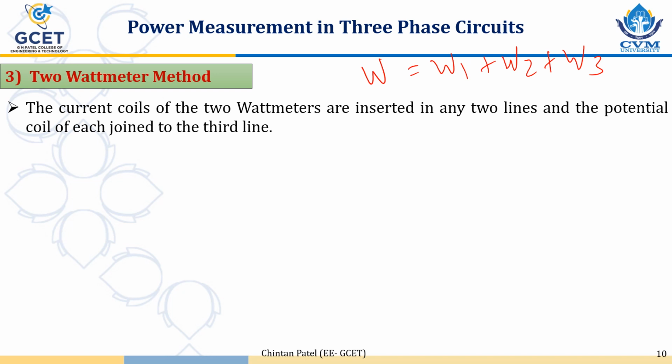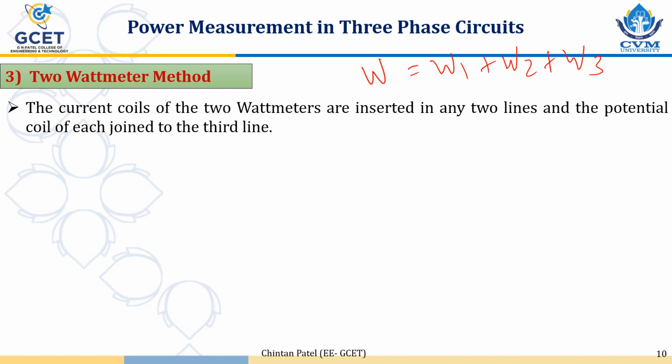The third method is the 2 wattmeter method. Now if you compare the 1 wattmeter and 3 wattmeter methods, the 1 wattmeter method is used only for balanced load, the 3 wattmeter method is used for unbalanced load, or it can be used for balanced load also, but it is costlier because we need 3 wattmeters. So the method is costlier, occupies more space and so on. So we have to optimize, and it is the 2 wattmeter method.